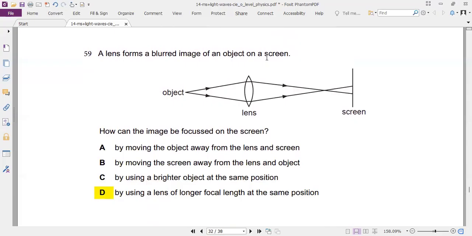A lens is blurred in front of a screen. How can it be brought into focus on the screen? Well, let's look at all the options. Can you do it by moving the object away from the lens and the screen? So if you move the object here, this will also move this way.